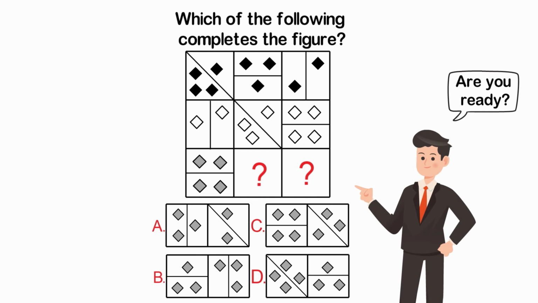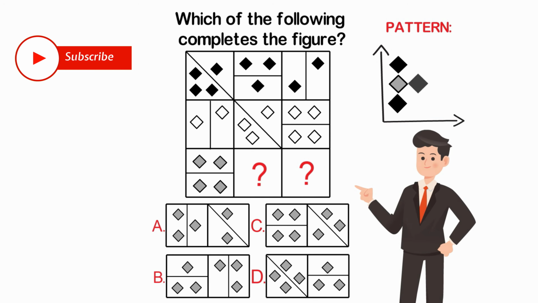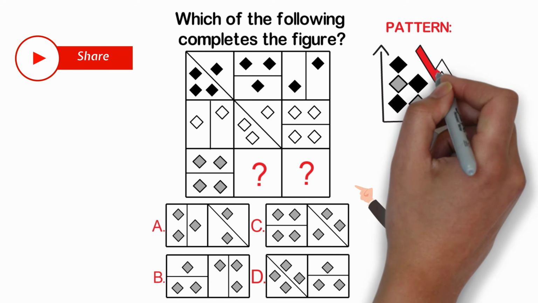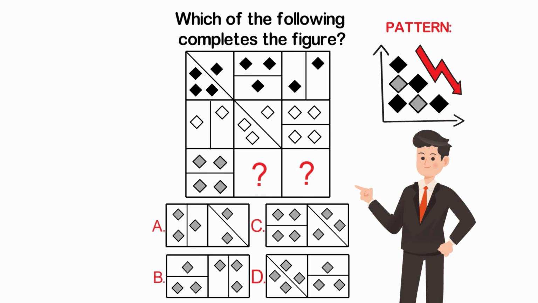As I mentioned, the answer to this question is very simple. The pattern is represented in each row by a decreasing number of diamonds. Let's look at the top row. You see that the top left square contains 4 black diamonds. The middle square in the top row contains only 3 diamonds. And then the right square in the top row contains only 2 diamonds.